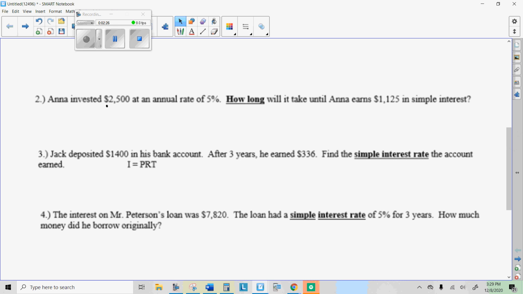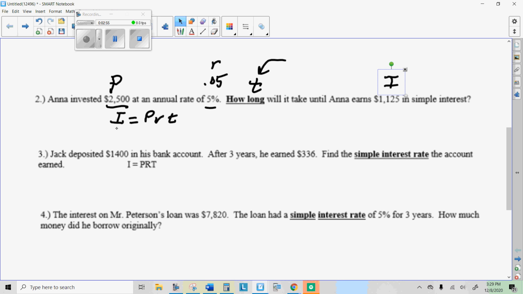Anna invested $2,500. That's called the principal. The rate is 5%. We're going to write that as a decimal. That's our rate, R. And our time is what we're looking for, how long. This number here is your simple interest. So when you think about this formula, interest equals principal times rate times time, we're actually missing the time here.